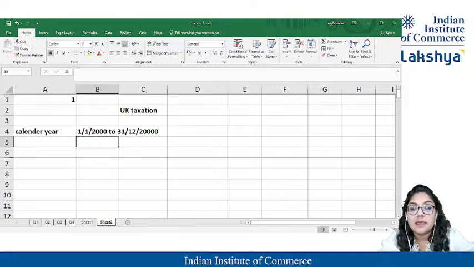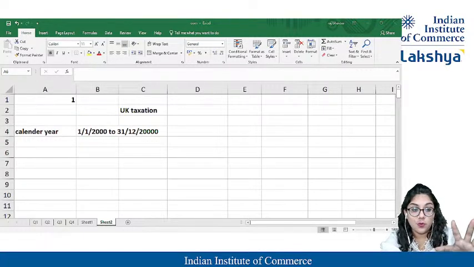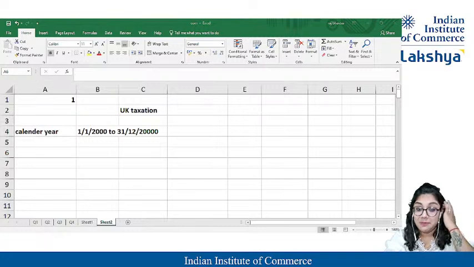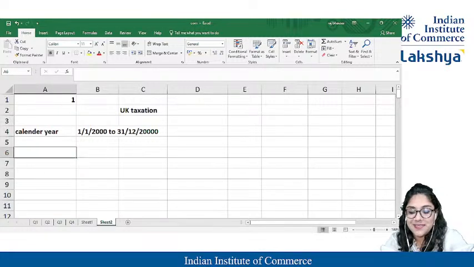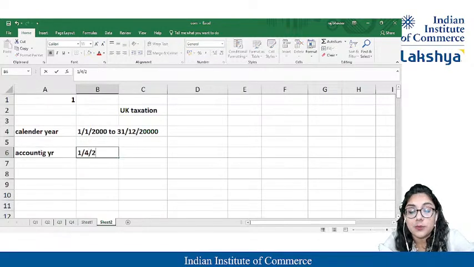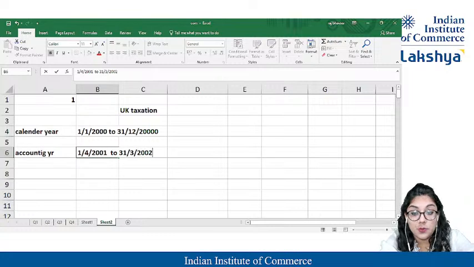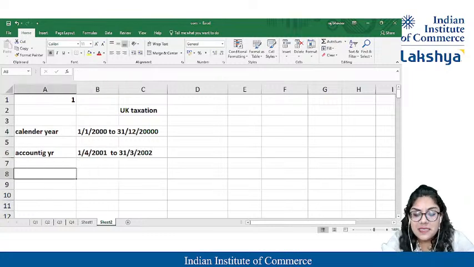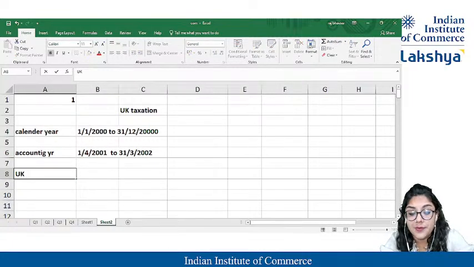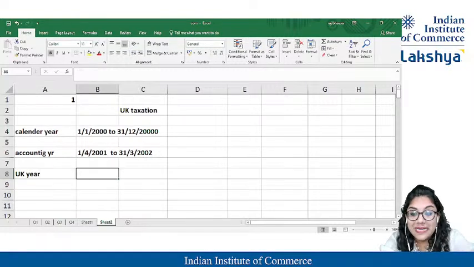But students, in India, those of my students who are in India may know their accounting year is not this. The accounting or financial year we normally consider is from 1st April, say for example 2001, till 31st March of the next year. Cool, that is something which we know. But guys, what about the UK year? What is the UK accounting year, from which date do we calculate?